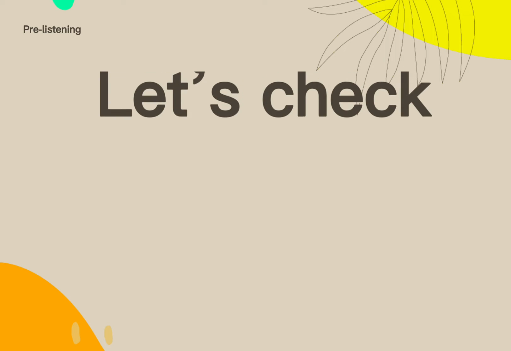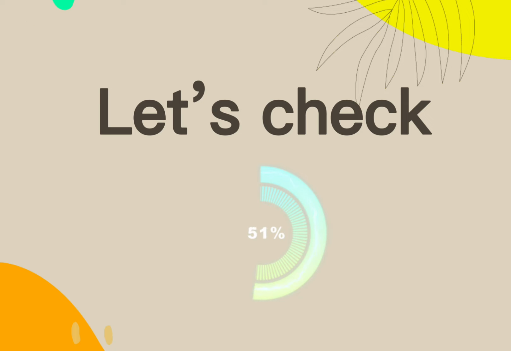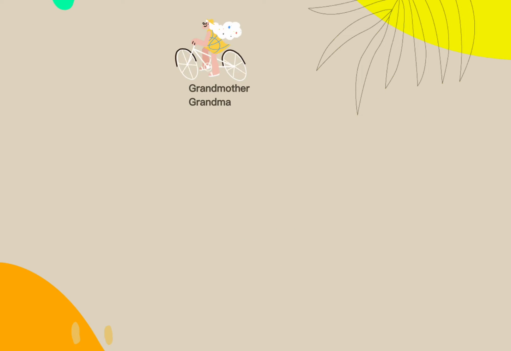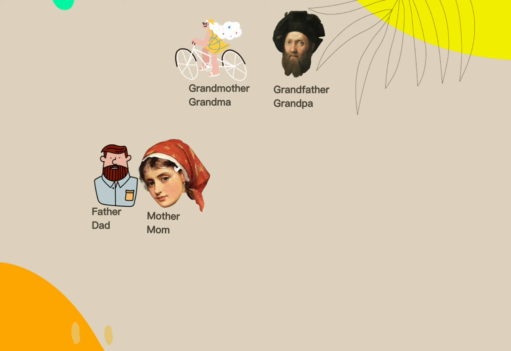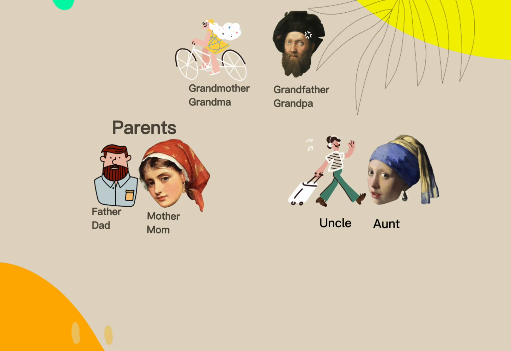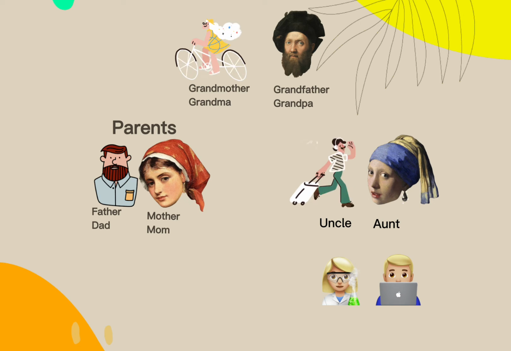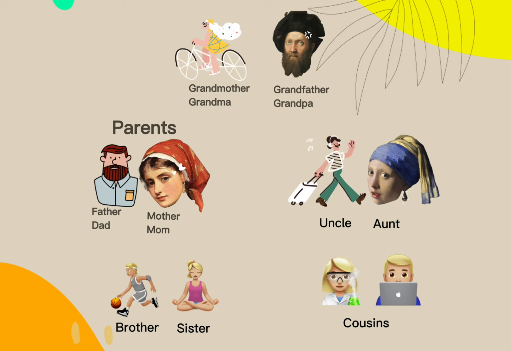Let us begin with a quick review of some of the members that you can find in your family. You have your grandmother, also called grandma, and your grandfather, also called grandpa. Then you have your father, that you can also call dad, and your mother, that you can also call mom. Both of them are your parents. Also, you have your uncle and your aunt, and their children are your cousins. Finally, you have your sister and your brother. And this is your family.